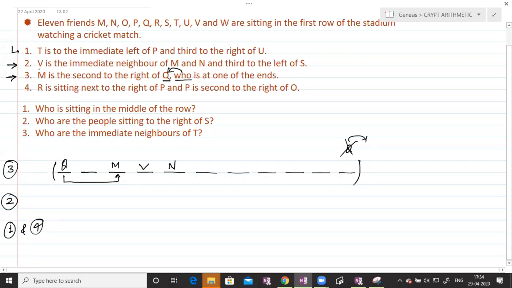It says here, T is to the immediate left of P and third to the right of U. And no, there's no connection anywhere. So hold on, no connection. Look at now the fourth statement.